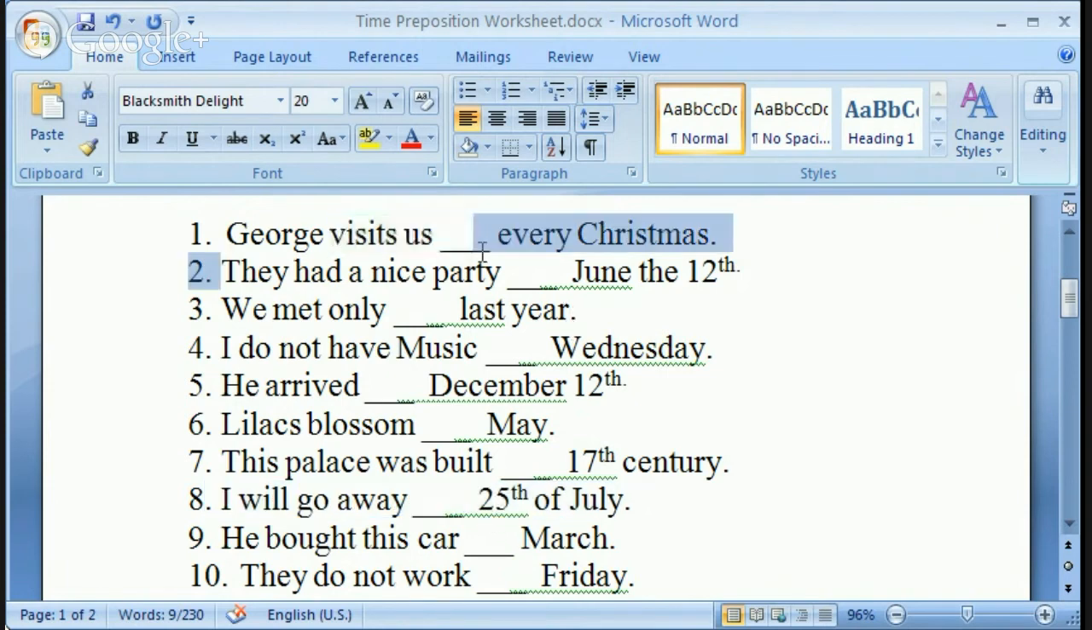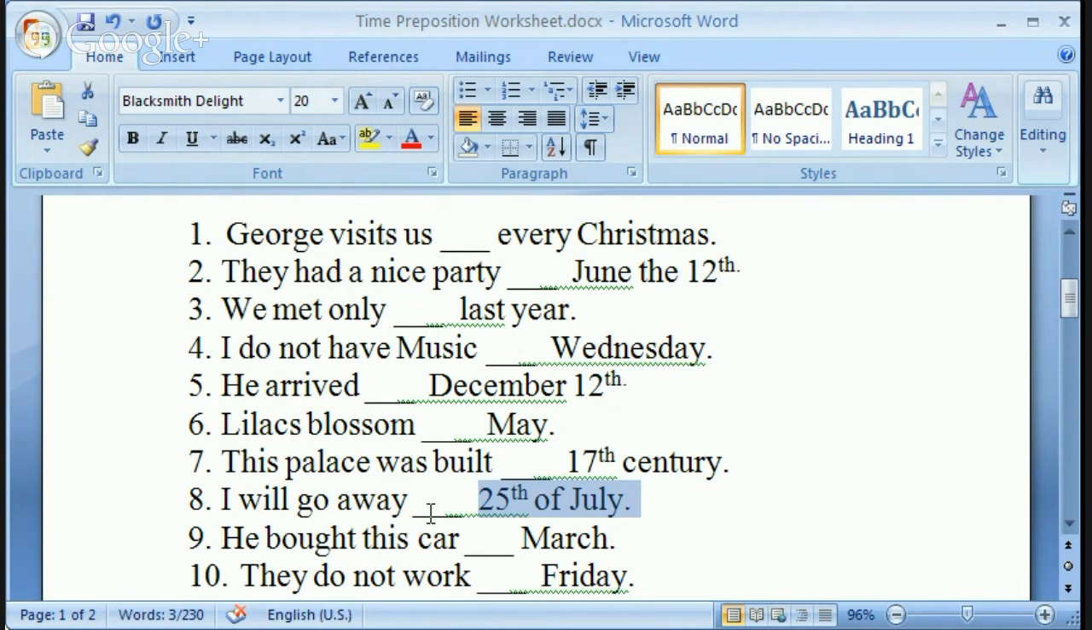Remember, number 2, they had a nice party on June the 12th. He arrived on December 12th. Okay. Both of them, June the 12th, December 12th. Now we have a different construction, 25th of July. On 25th. Wrong. Bro, in 25th. No. It is on. You're right about that. But it should be on the 25th.